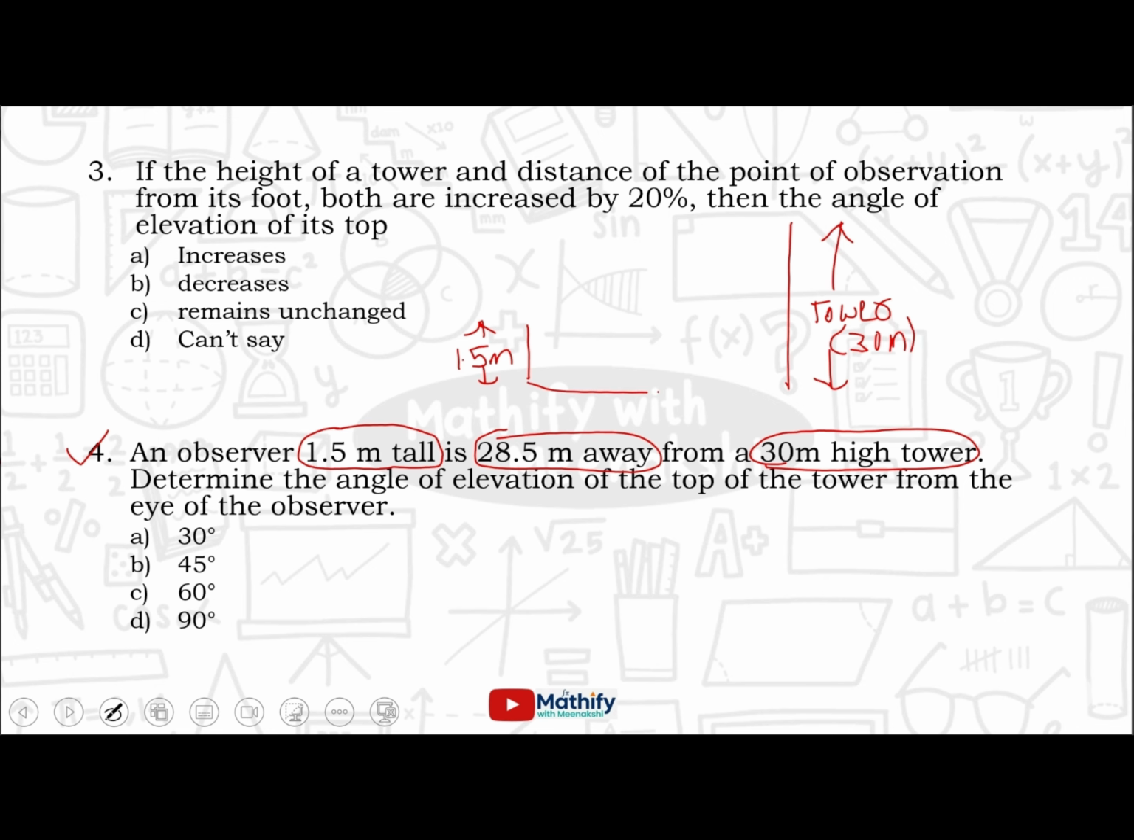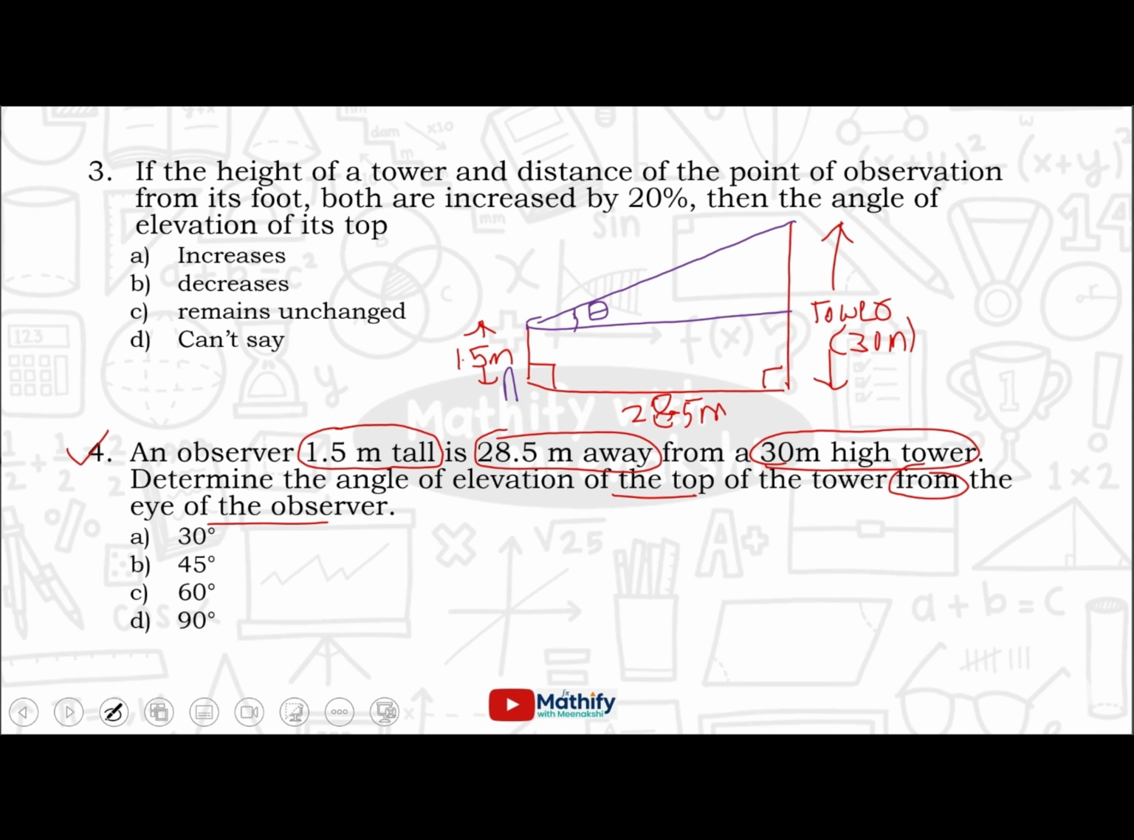And the distance between them is 28.5. And draw here 90 degree, 90 degree. Now it's given, determine the angle of elevation of the top of the tower from the eye of an observer. Just focus here on the word "from". Wherever it's written "from", there you have to start your line of sight. That means you have to start from the eye of an observer to the top of the tower. This you have to find, the angle of elevation, this one.